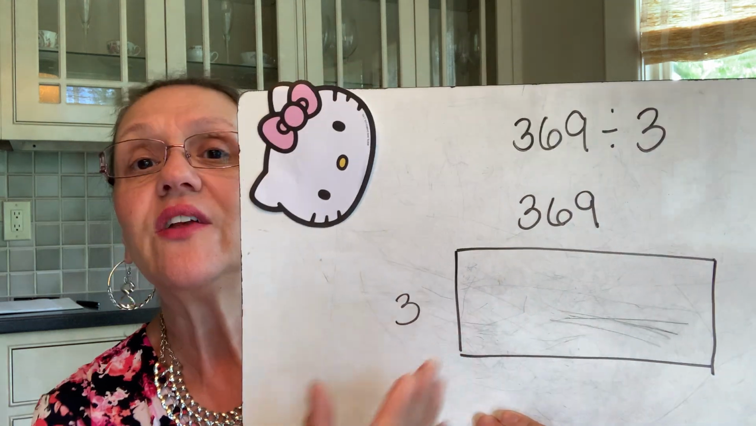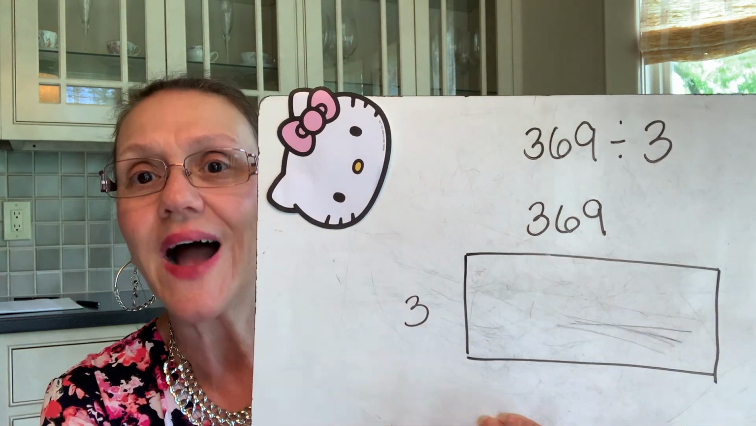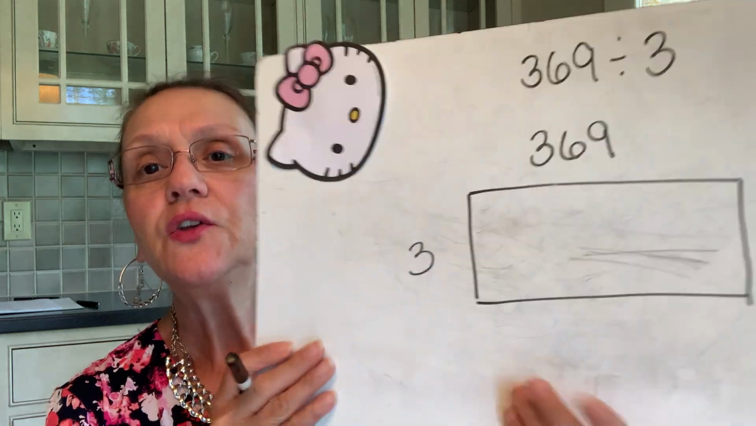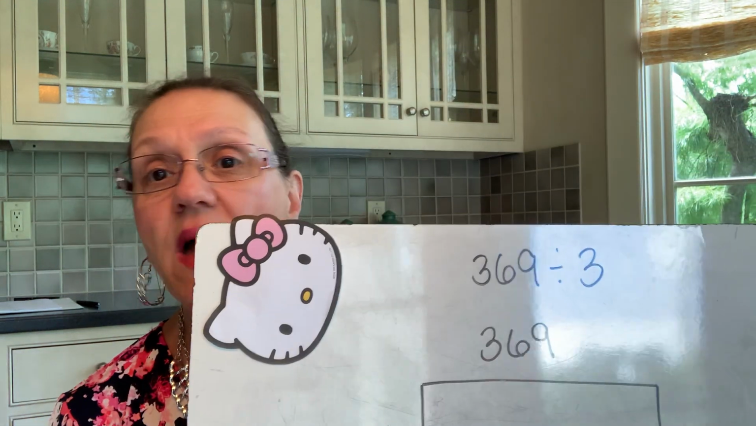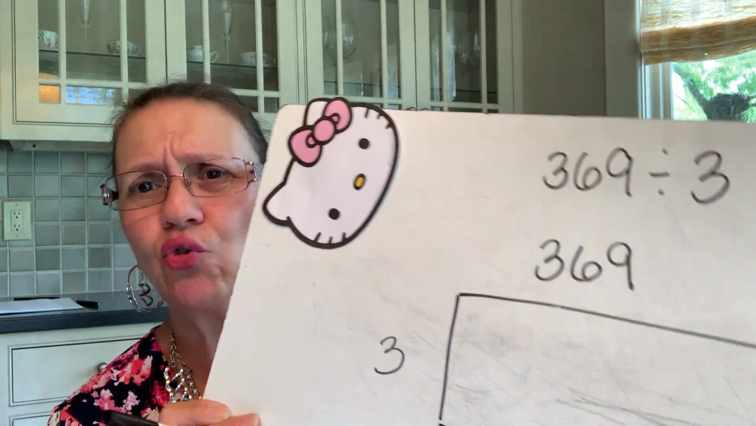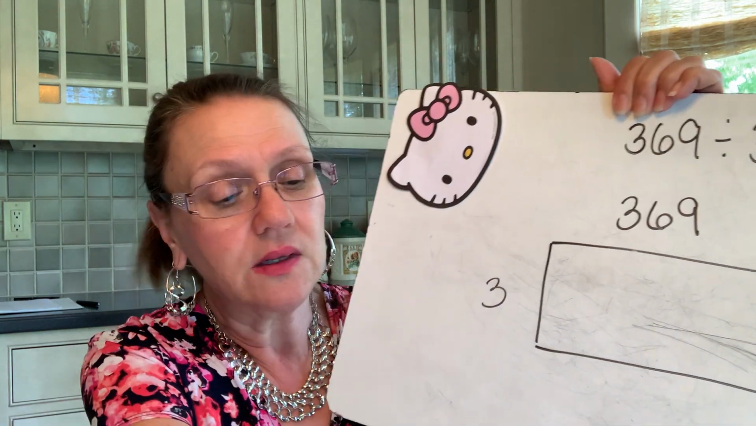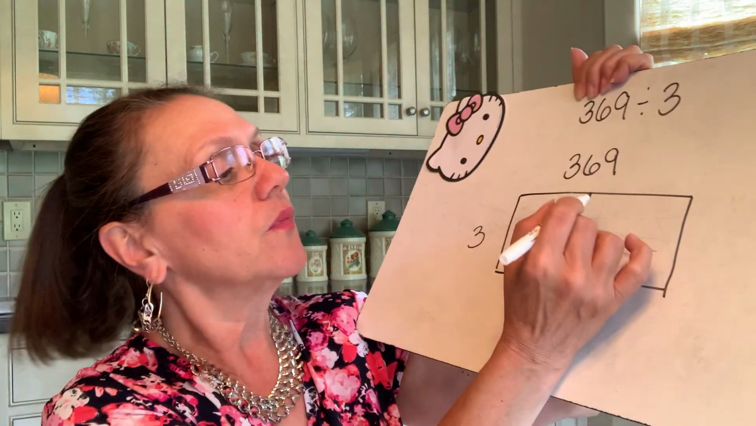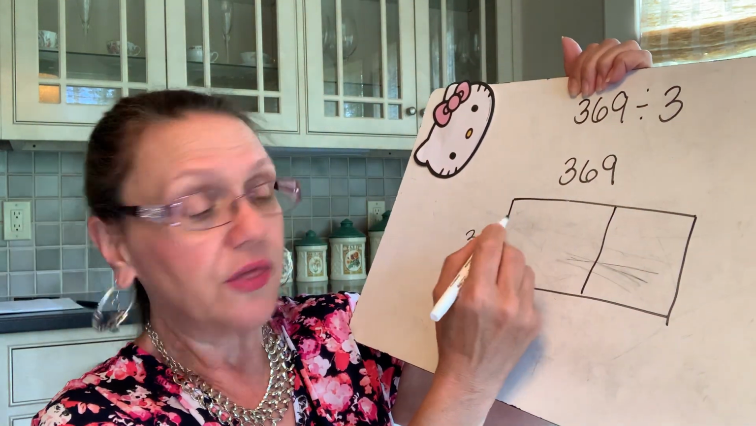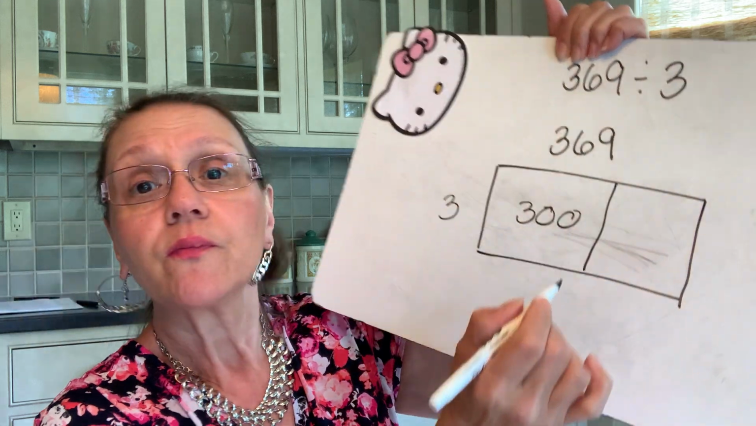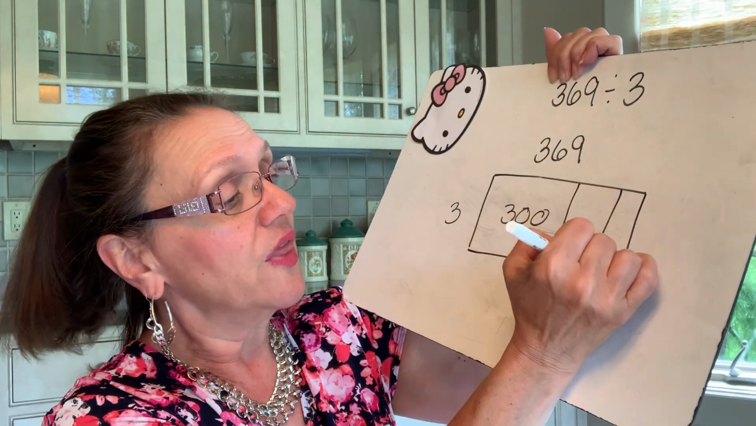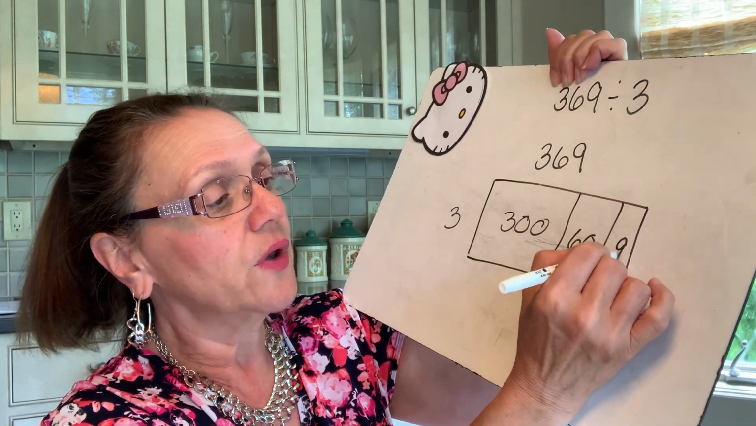And what they do is they take the dividend and they divide it up by place value. So again, with this method, you don't have to count or measure or do any of that. It's just an estimate. So basically, if that was our 300, and then that's our 60 and that's our 9.